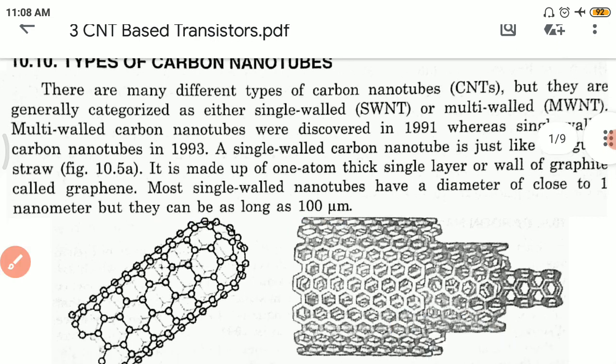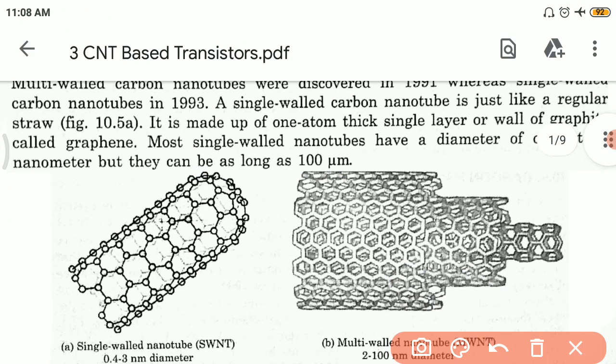Okay, now the second figure is that of the multi-walled carbon nanotube or MWNT, and here it has a diameter of 2 to 100 nanometer.